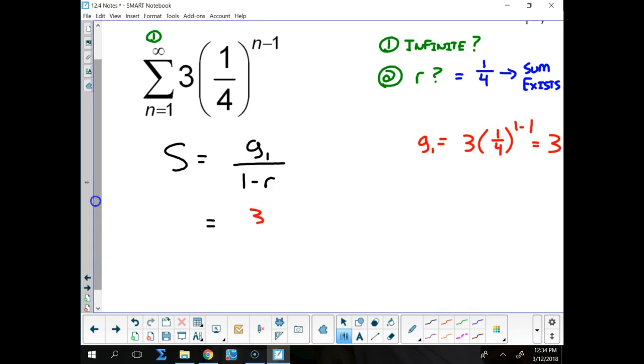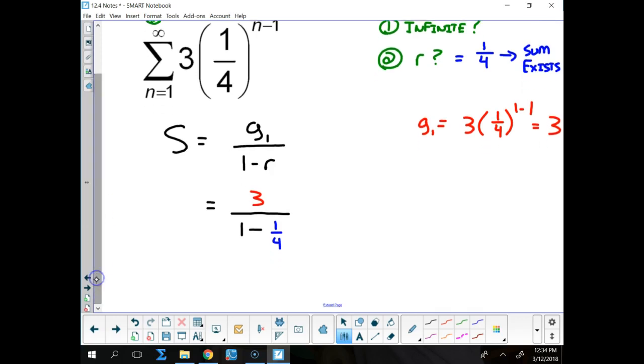So that means then that my sum here is 3 divided by 1 minus 1/4. What is 1 minus 1/4? That's 3/4.